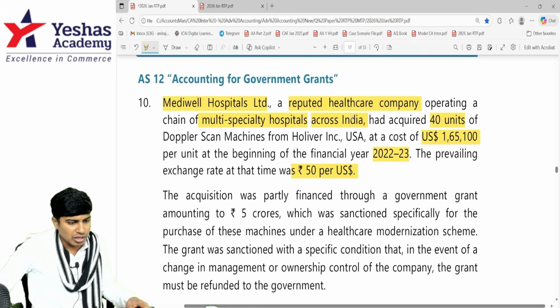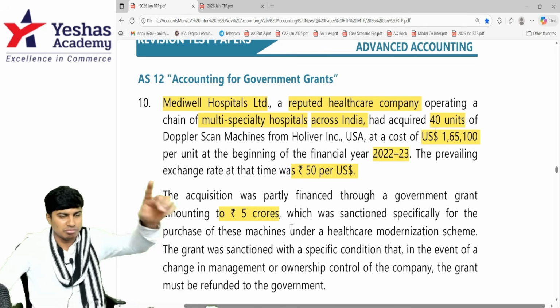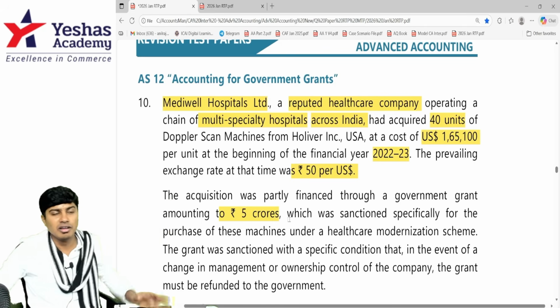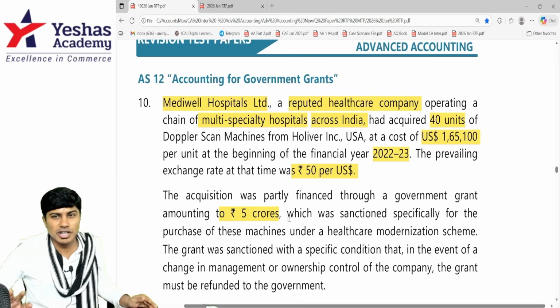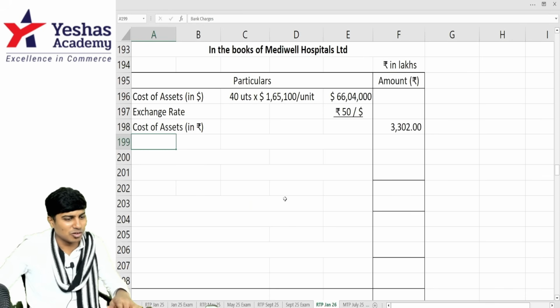What do we have after that? The acquisition was partly financed by a government grant amounting to 5 crores. The government told you, you are doing a good job, I will give you 5 crore rupees. Take it. Each crore is 100 lakhs, so 5 crores is 500 lakhs. So I will deduct the government grant.